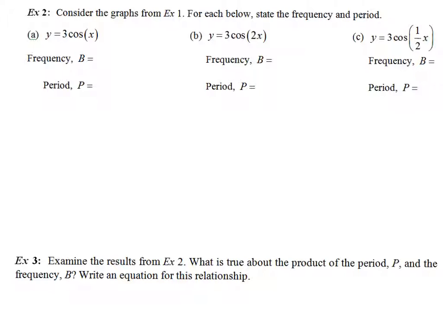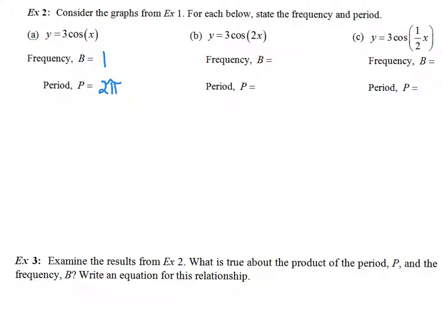So based on that information, let's move on to example number 2. Example number 2 says, consider the graphs from example number 1, so the ones that we've already drawn above. So the first one, A, is the one that was given to us in black ink. So the frequency for this one, the B value, is going to be equal to 1. We had one complete curve from 0 to 2 pi. The period is going to be the width of that one curve. It took us 2 pi to make one complete cycle. So we'll call the period 2 pi.